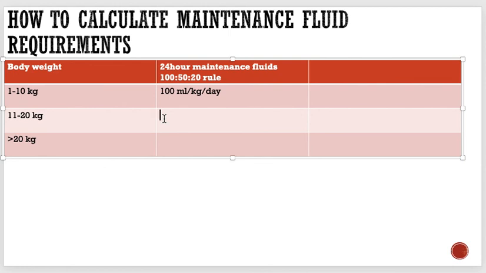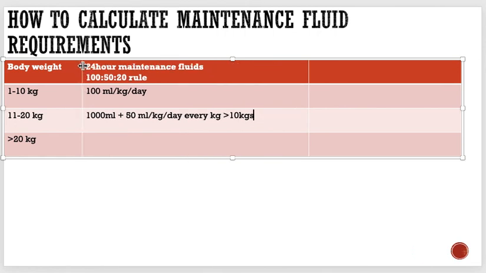What happens, for example, if you have a child who is 15 kilograms? Now the things will change. The first 10 kilograms we have to provide how much? 1000 ml, right? Then for the rest of the weight, like the next 5 kilograms, we have to add 50 milliliters per kilogram per day, for every kilogram more than 10 kilograms. Very easy.